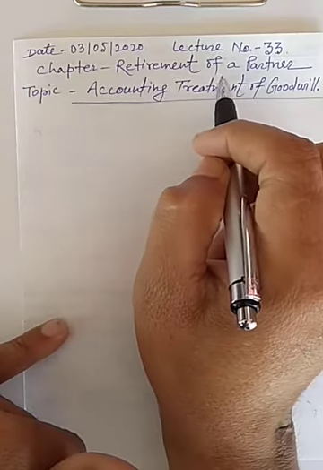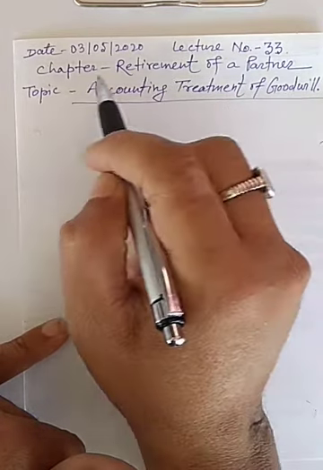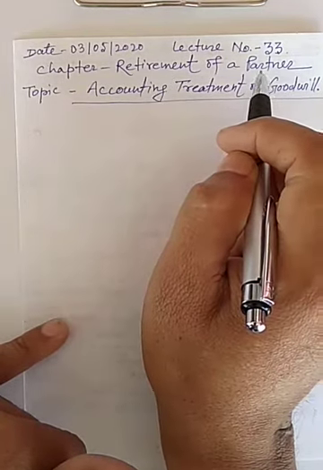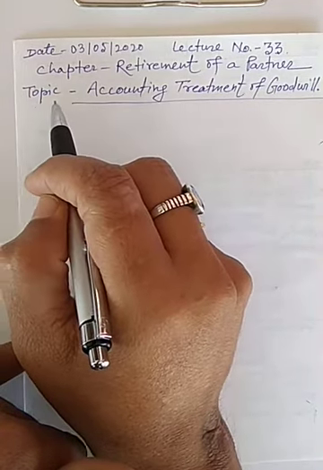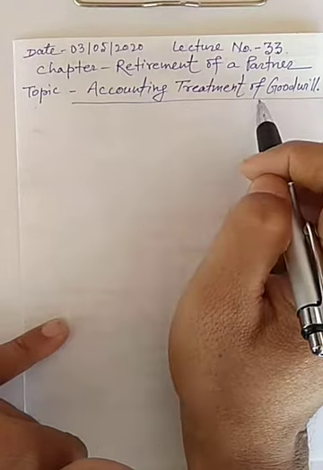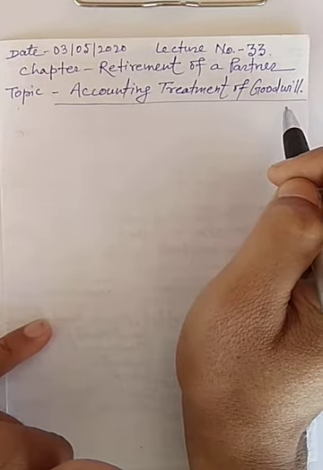The chapter is retirement of a partner, and under this chapter, today's topic is accounting treatment of goodwill.